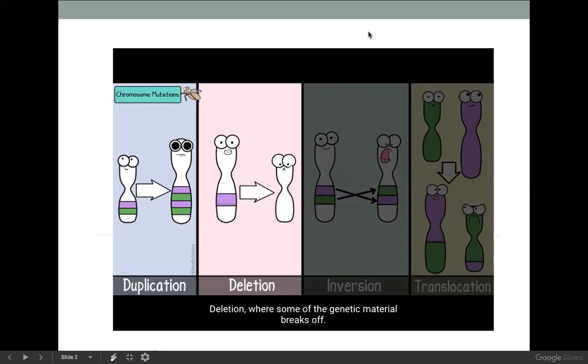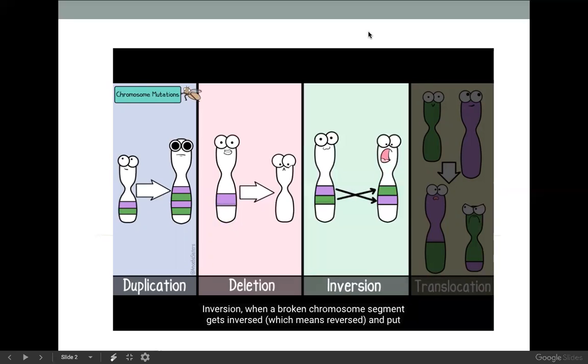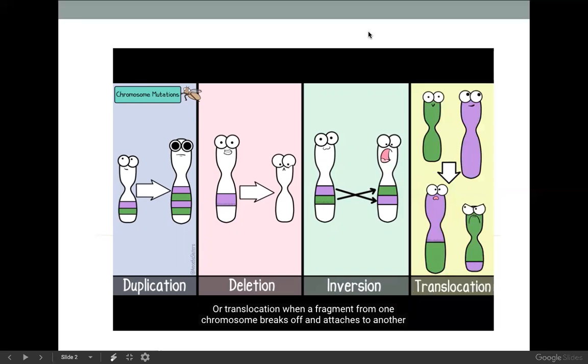deletion, where some of the genetic material breaks off, inversion, when a broken chromosome segment gets inversed, which means reversed, and put back on the chromosome, or translocation, when a fragment from one chromosome breaks off and attaches to another chromosome.